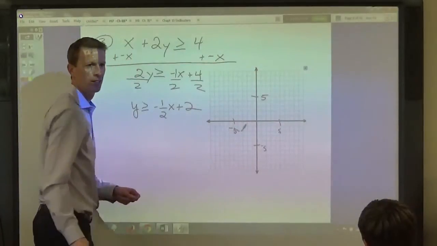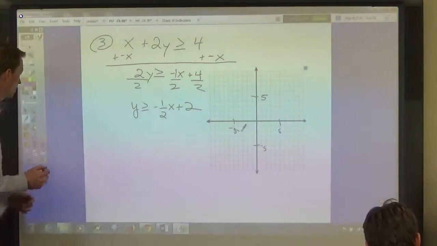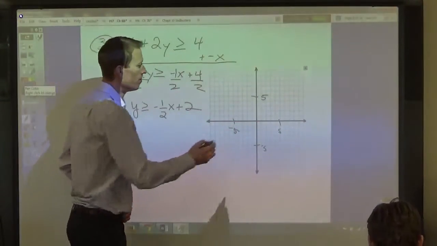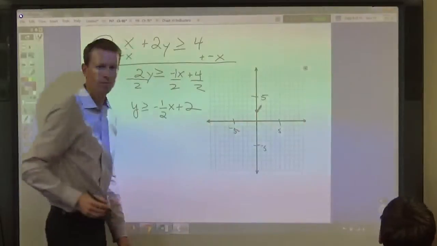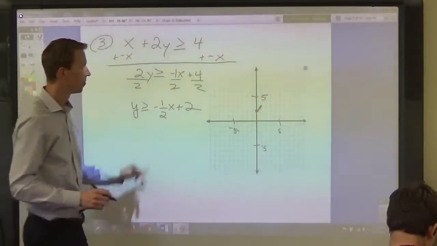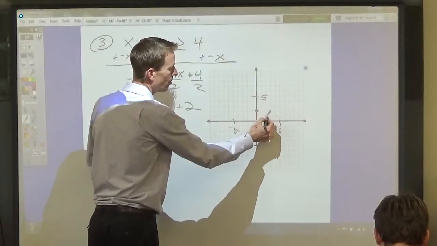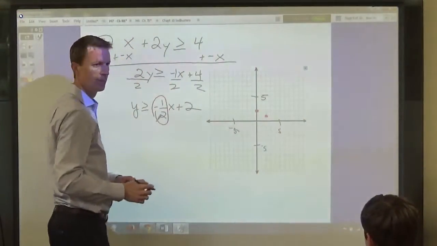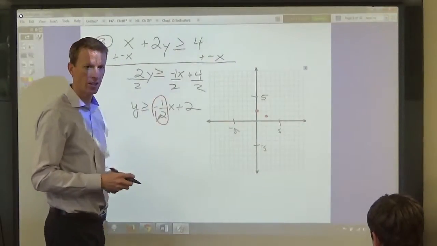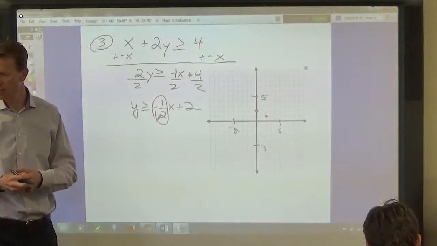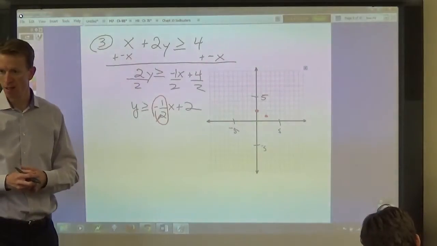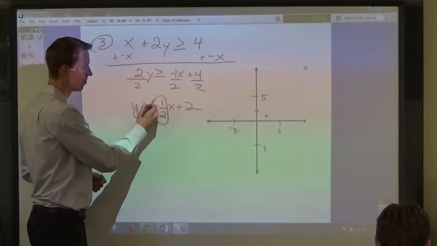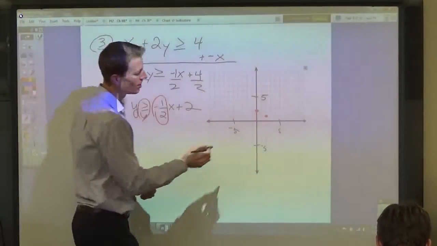Let's graph this. Isaac, can you graph this? Okay, go up 2. Yep. And then you go down 1 and right 2. Down 1 and right 2. Yep, good job. Now, we have to graph it with a certain line. Solid line.